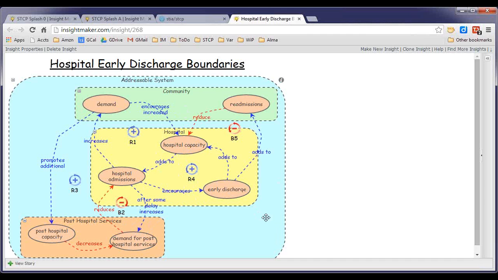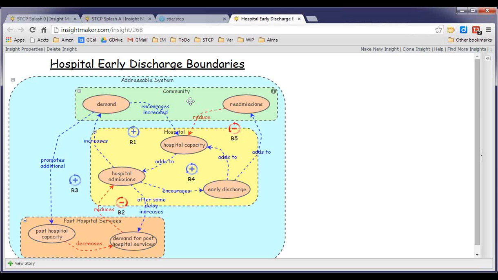So, if you ask the people that work in the hospital about the system, this is what they consider to be the system. And if you ask the people that work in post-hospital services about the system, this is the system, and everything outside they consider the environment. And the community thinks about the demand and readmissions, and that's the extent of their perception of the system.